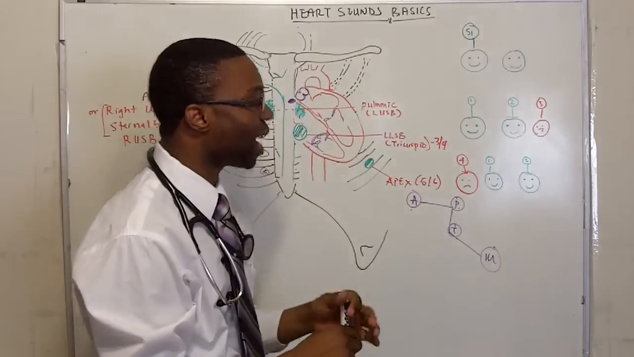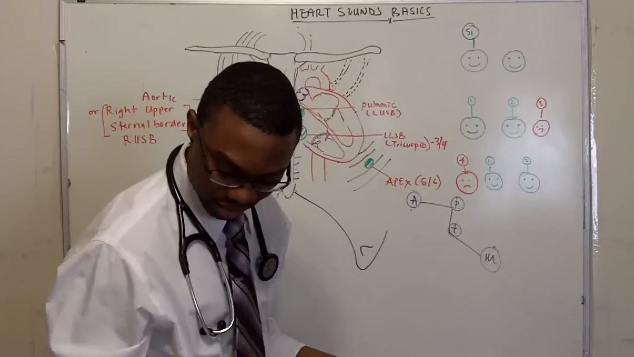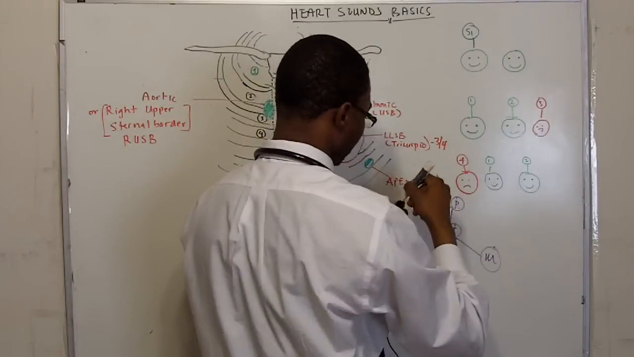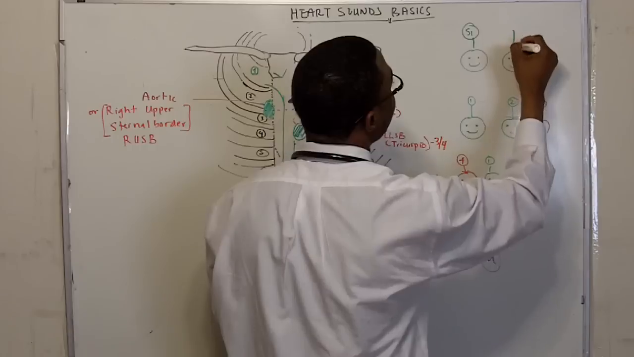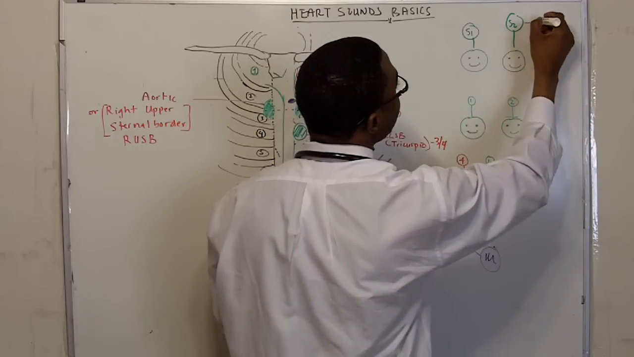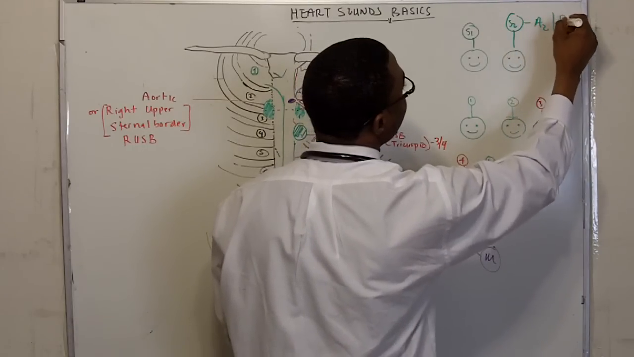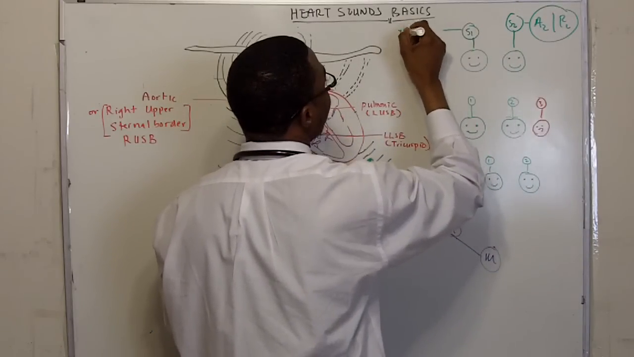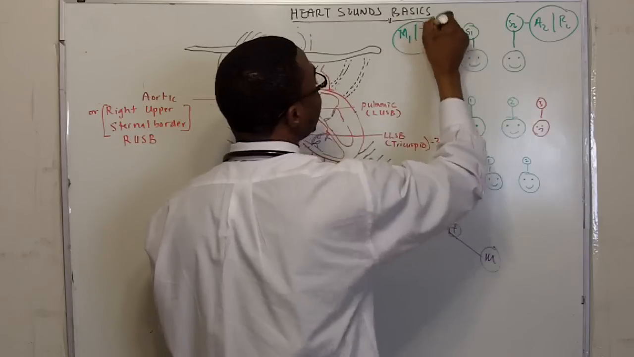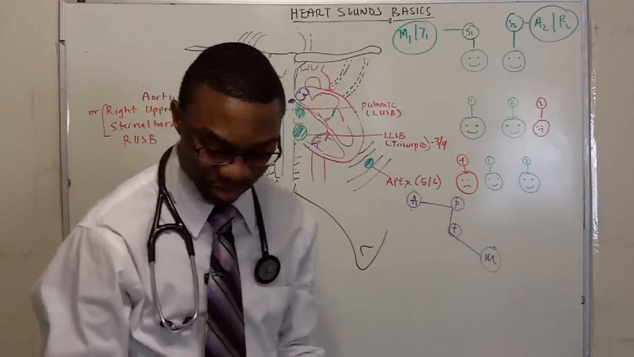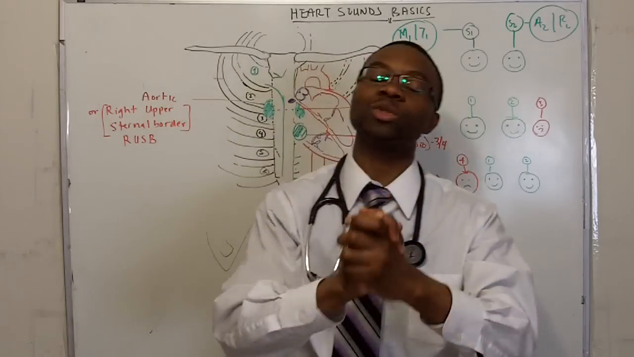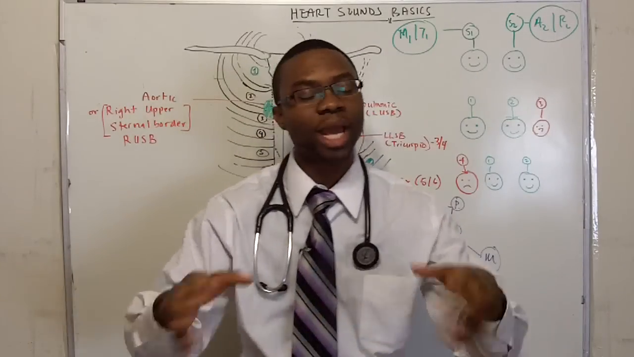When the pulmonic valve, let's use that green highlighter here. S2 is what? When your aortic valve and your pulmonic valve close. S1 is when our what? Mitral and tricuspid valve, they close. So I'm gonna make an illustration, and from now on, this is how you're going to learn heart sounds. And you will never forget.